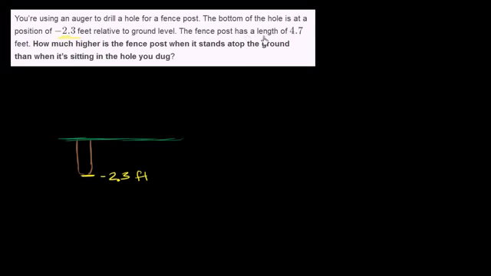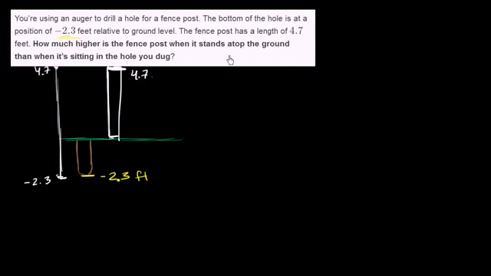The fence post has a length of 4.7 feet. How much higher is the fence post when it stands atop the ground than when it is sitting in the hole you dug? So when it is sitting atop the ground, let me draw the fence post. When it's sitting atop the ground, the fence post looks something like this. And so when it's sitting atop the ground, it's 4.7 feet high. So this distance right over here is 4.7. So let me make this clear. This right over here is negative 2.3. This right over here is 4.7. That's how tall it is when it's sitting on top of the ground.